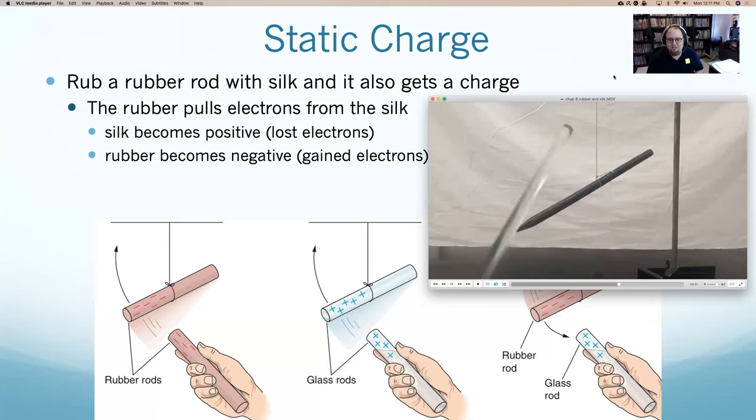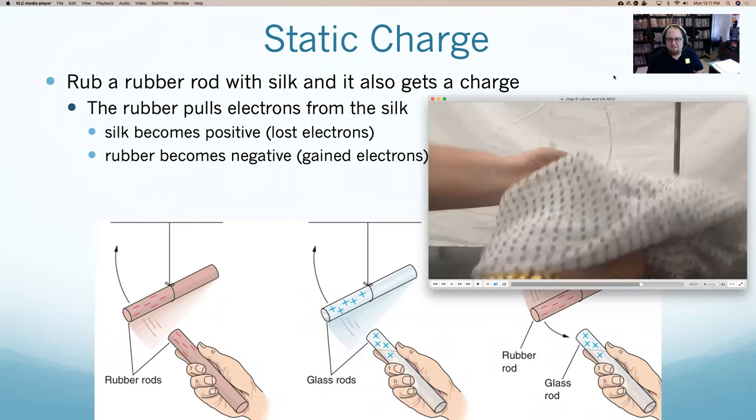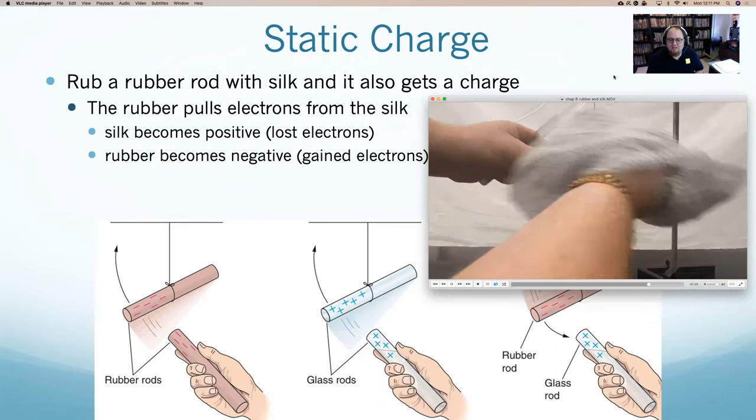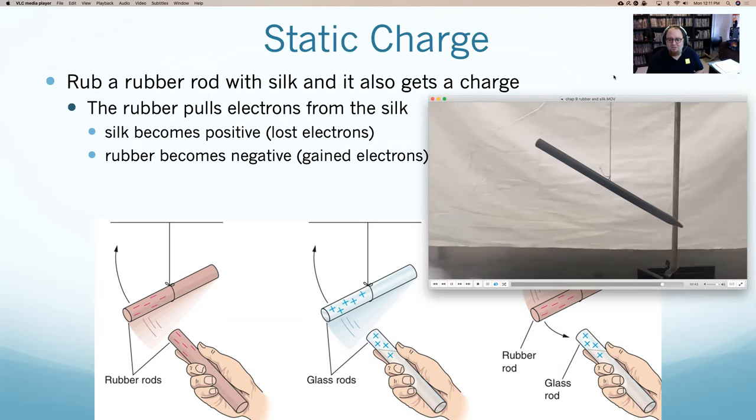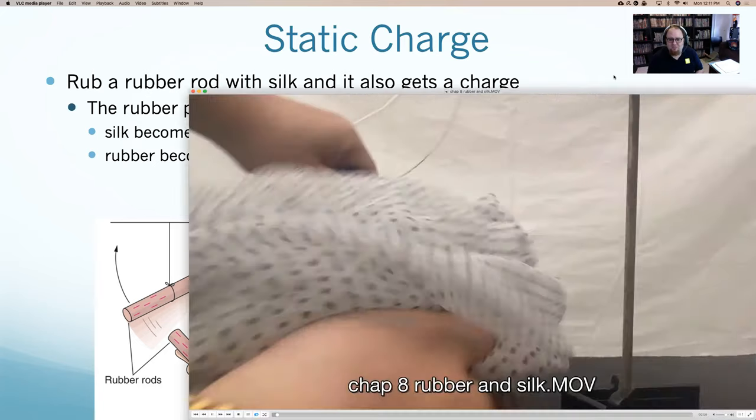But if I take the glass rod and rub it with silk, right now I am getting it to accelerate in a circle. And if I put it here, I can get it to stop and come back around. It is attracted to the glass rod, because the glass rod and the rubber rod have opposite charges. The rubber rod is negative, the glass rod is positive, and so they attract each other.